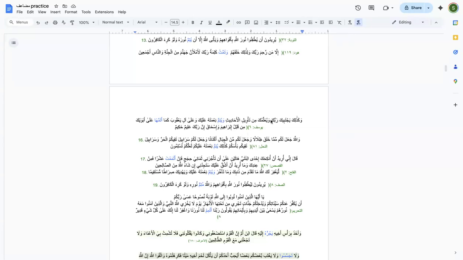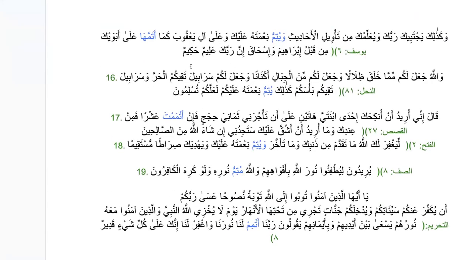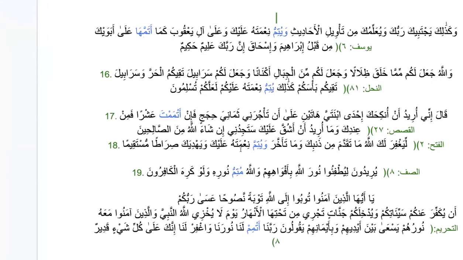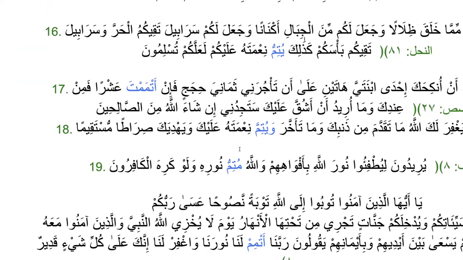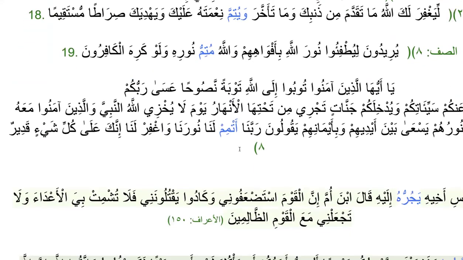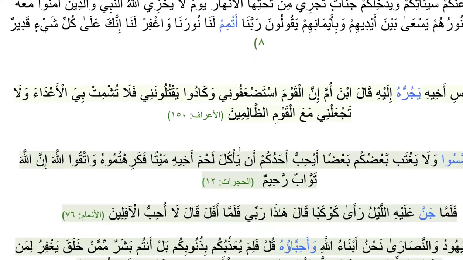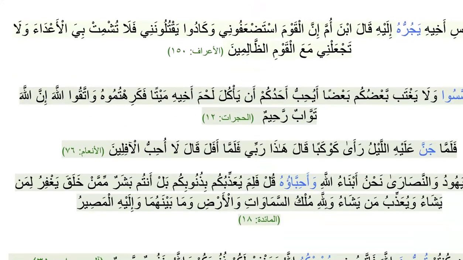You want it larger? Okay, one second. Let me just make it bigger. Okay. So Mutimmun, I think, did we cover Mutimmun in our last session? What do you think? Yes, we have covered it. Okay, so we will skip that. Jannah, did we cover Jannah? Yes or no?